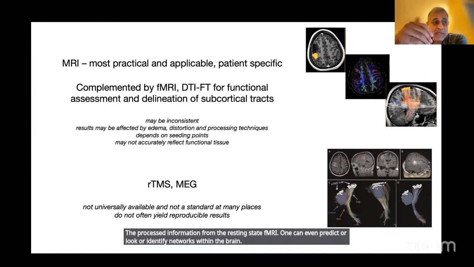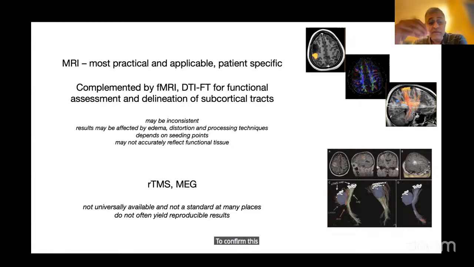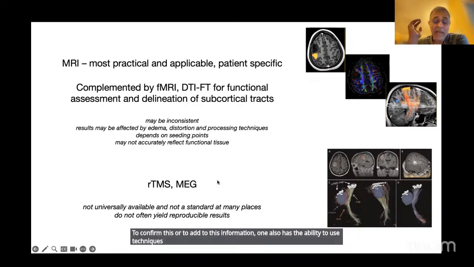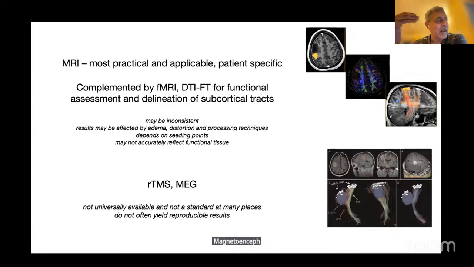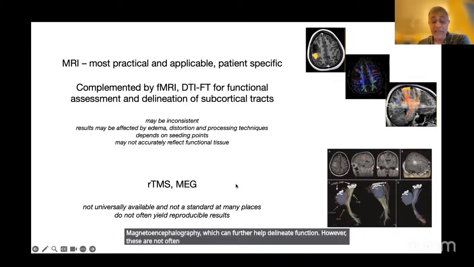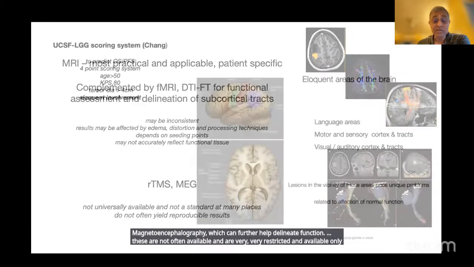To confirm this or to add to this information, one also has the ability to use techniques like transcranial magnetic stimulation, and if available, the MEG, magnetoencephalography, which can further help delineate function. However, these are not often available and are very restricted and available only at a few centers.